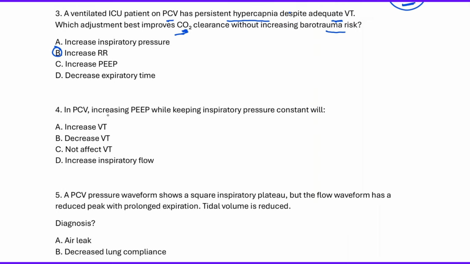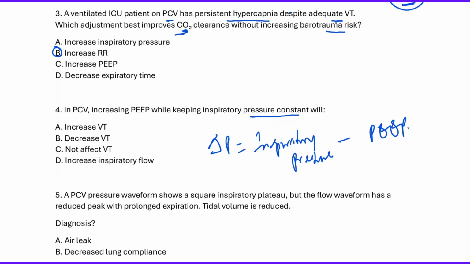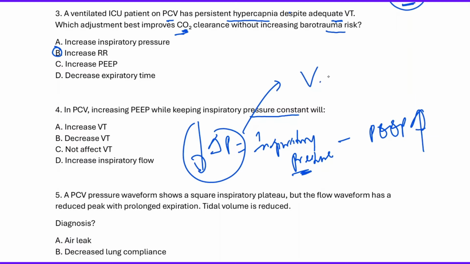In pressure control ventilation, increasing PEEP while keeping the inspiratory pressure constant, we do what? Remember, we said that driving pressure equals to what? Driving pressure equals to our inspiratory pressure minus PEEP, right? So that means if I'm increasing PEEP and I'm not changing this, what happens? That will decrease driving pressure. And the driving pressure determines the what? It determines the tidal volume. So that means in that case, the tidal volume is going to decrease.